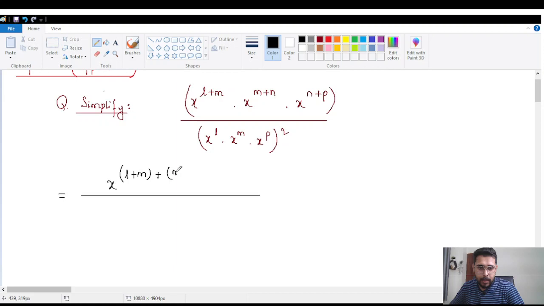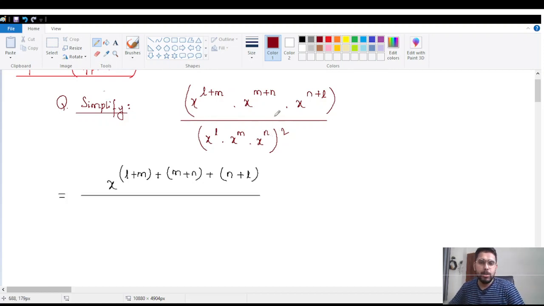Plus, please make a correction here. I'm sorry for this. The correction will be n plus L, not p. So please make this correction here. Yeah, so it will be plus n plus L, and the same correction is here as well. It will be x to the power of n. I missed that n over here.